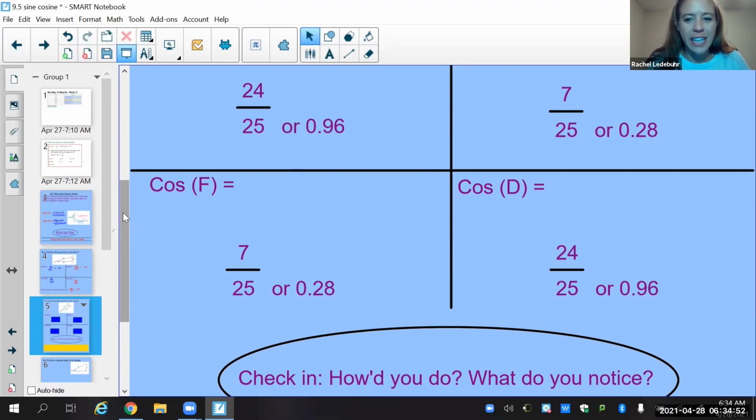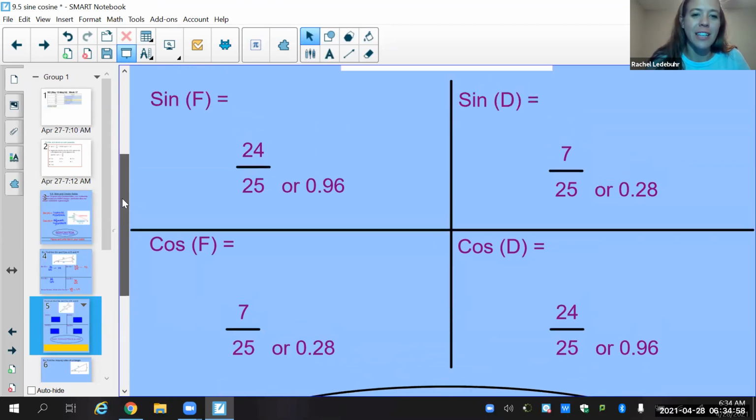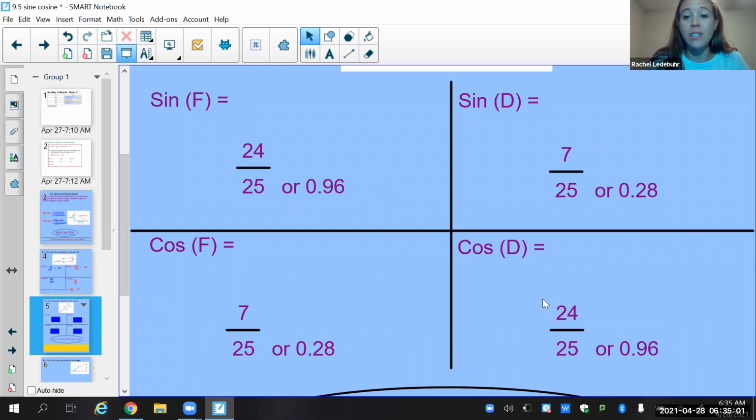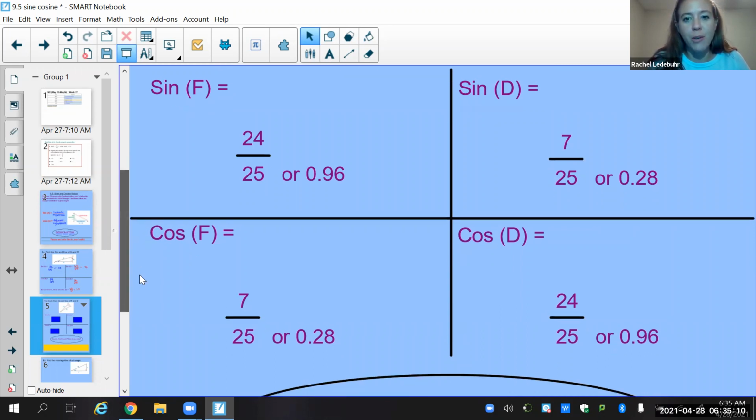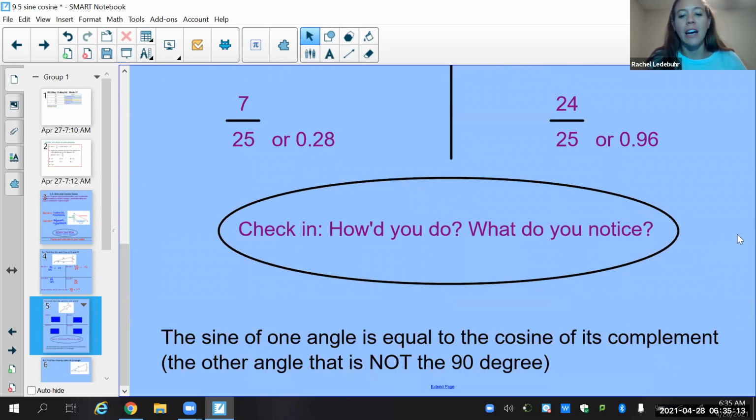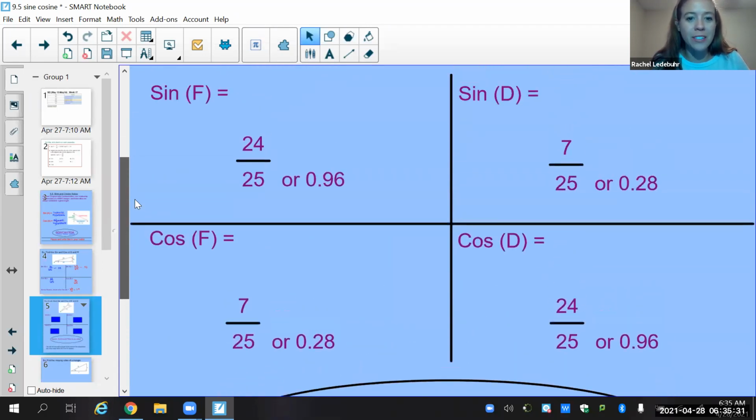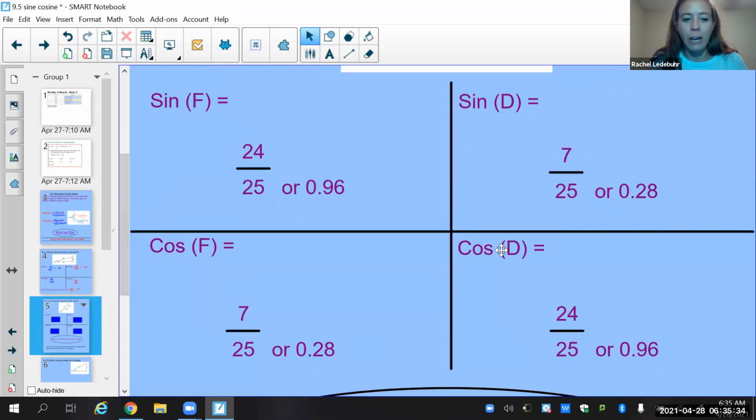Okay, hopefully you said that the corners are equal. Check this out. Sine of F is the same as cosine of D. Cosine of F is the same as sine of D. Now that's really just kind of a fun fact. We're not going to worry about rewriting things in different forms, but it is pretty cool. It's called its complement. So the sine of one angle is equal to the cosine of the other angle that is not the 90 degrees. Again, this is just kind of a fun fact. We're not going to worry too much about it, but later on in trig, you will, but it's just kind of cool right now.